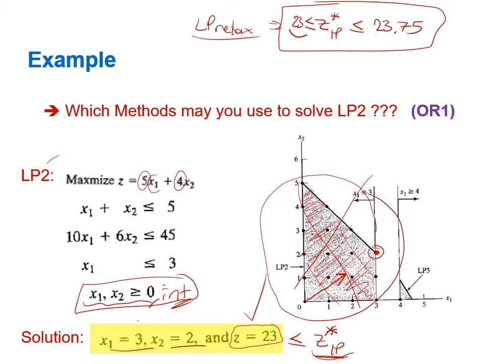So x1 is integer, its multiplier is integer. x2 is integer, its multiplier is integer. So this objective function value, can it be something like 23.5 by multiplying integer values with each other and summing them up? Can you obtain decimal values? It is not possible. Okay? This objective function value must be integer.